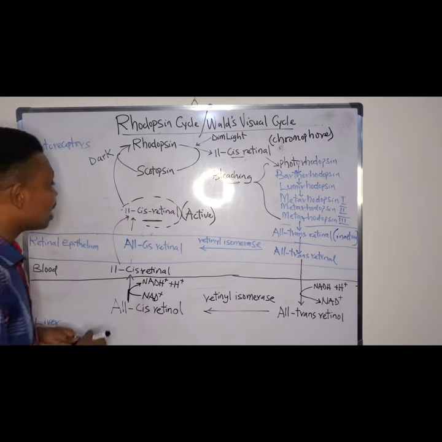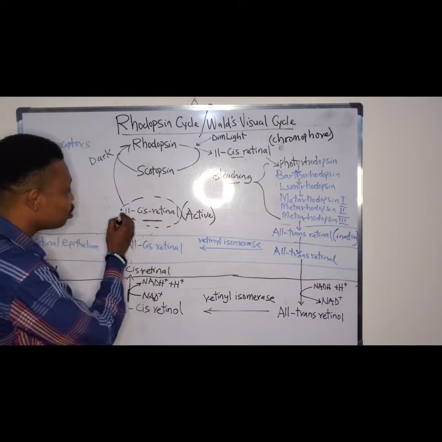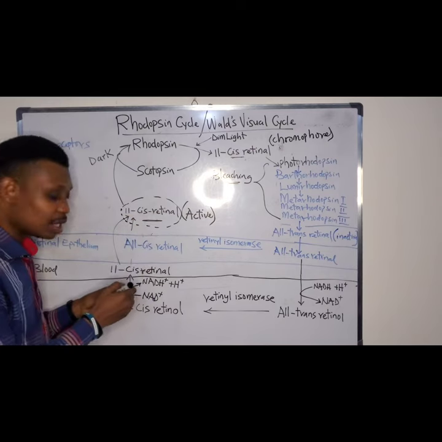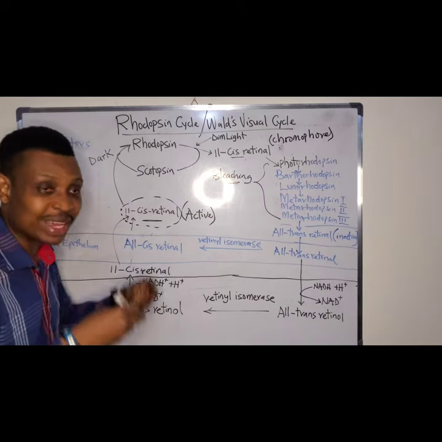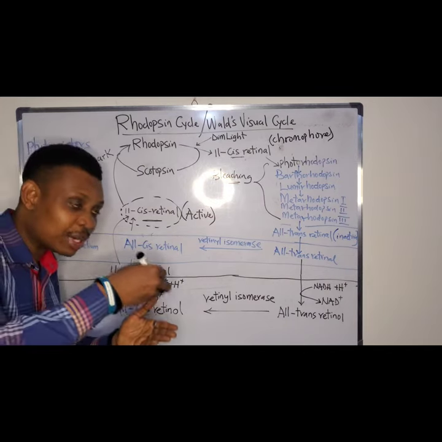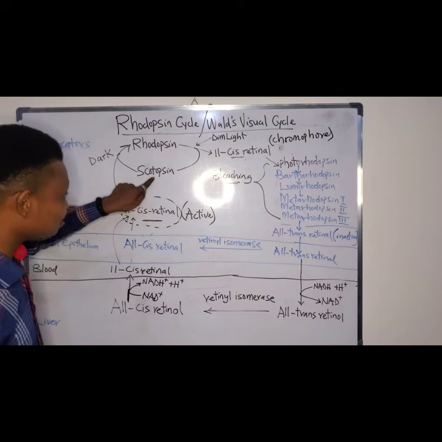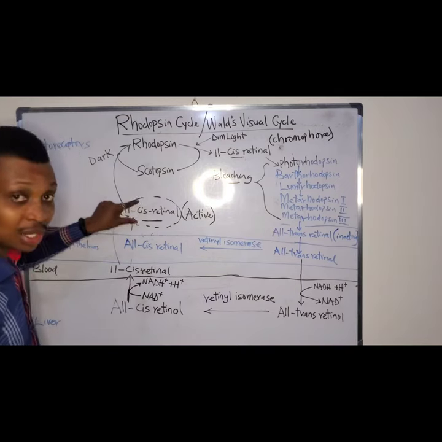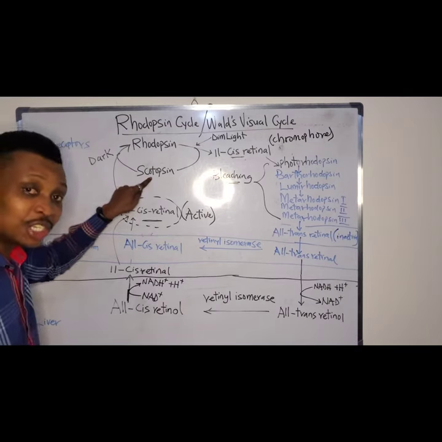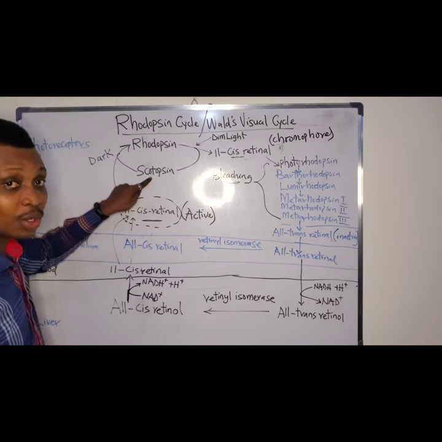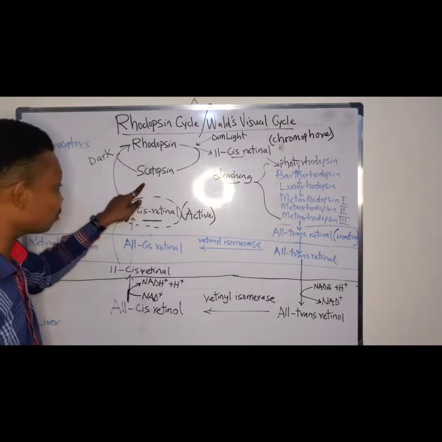And I stated that this is active. So as long as this 11-cis retinal is present in the photoreceptor, the vision will be enhanced in the presence of the dim light, because it will activate this scotopsin. Its presence will activate scotopsin, and scotopsin is coupled to a G protein receptor, which I am going to talk about in my next class, because that will be phototransduction.